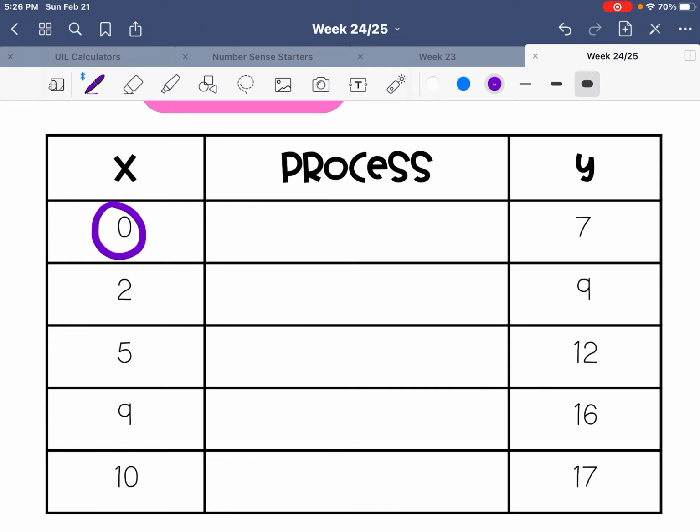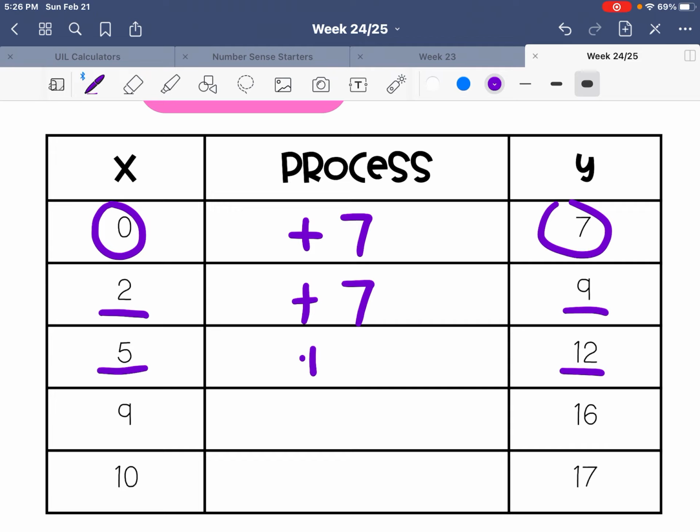If you go from 0 to 7, how do you get there? Well, you can multiply times 7. You have to add 7. If you go from 2 to 9, again, you are adding 7. From 5 to 12 is adding 7. From 9 to 16 is adding 7. And of course, from 10 to 17 is adding 7.